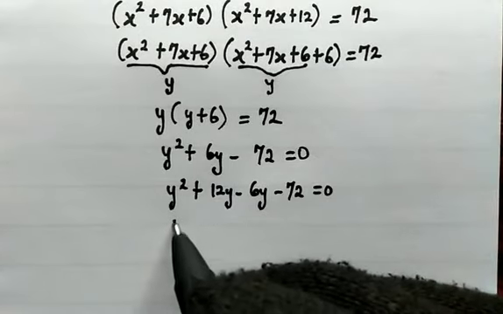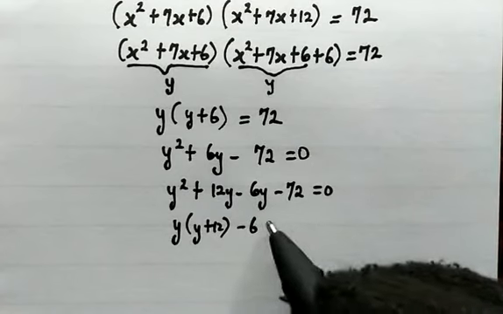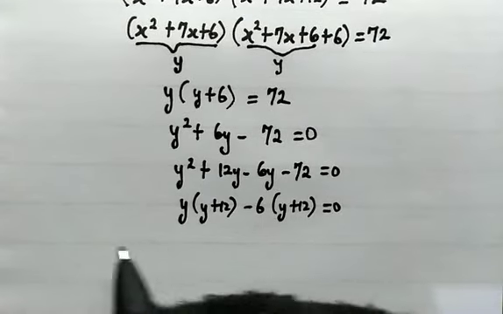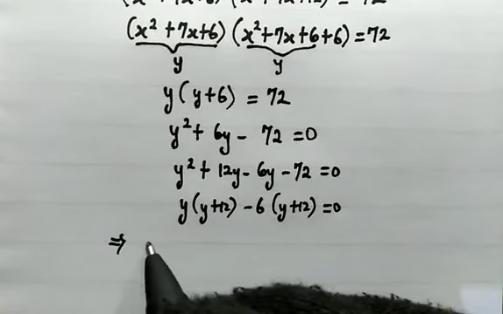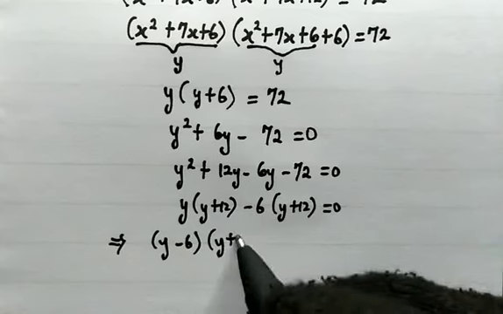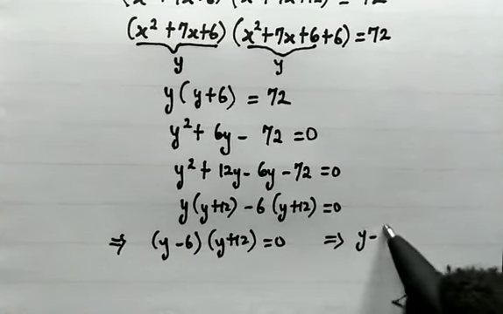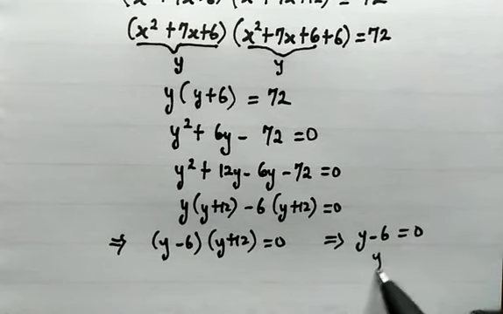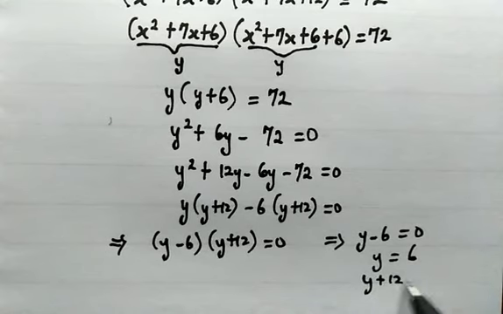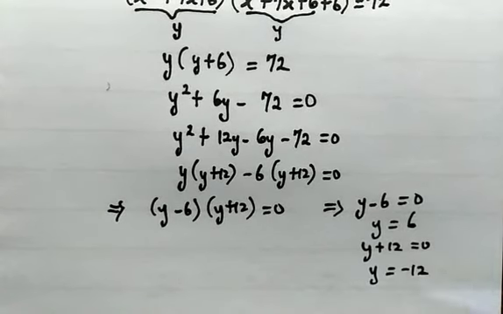So from here, we have a common factor of y, then we have y plus 12. And here we have a common factor of negative 6, we have y plus 12, and this is equal to 0. So from here, this implies that we have (y minus 6)(y plus 12) equals 0, which implies that y minus 6 is equal to 0, so y is equal to 6. And also y plus 12 is equal to 0, so y is equal to negative 12.